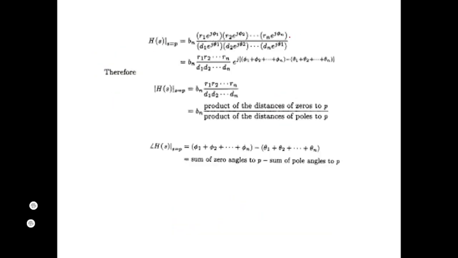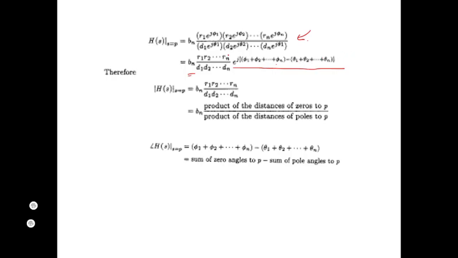So we can rewrite the same equation in this format: R1 e to the power j phi 1, R2 e to the power j phi 2, and so on, divided by D1 e to the power j theta 1 multiplied by D2 e to the power j theta 2, and so on. So what happens is that Bn becomes R1 R2 Rn divided by D1 D2 Dn, multiplied by e to the power j of (phi 1 plus phi 2 plus up to phi n) minus (theta 1 plus theta 2 up to theta n).